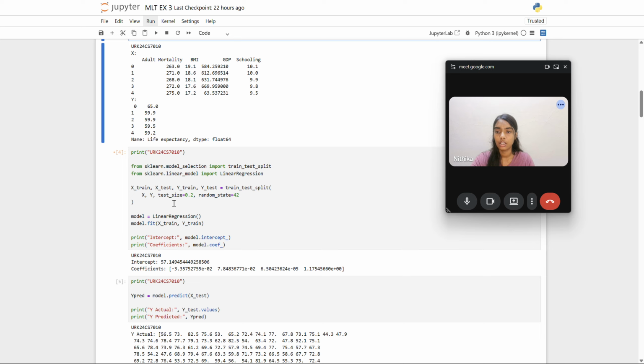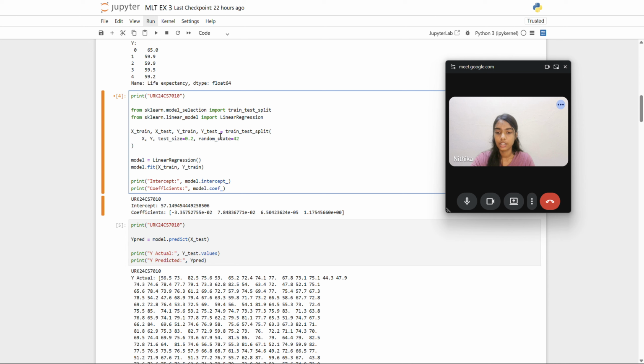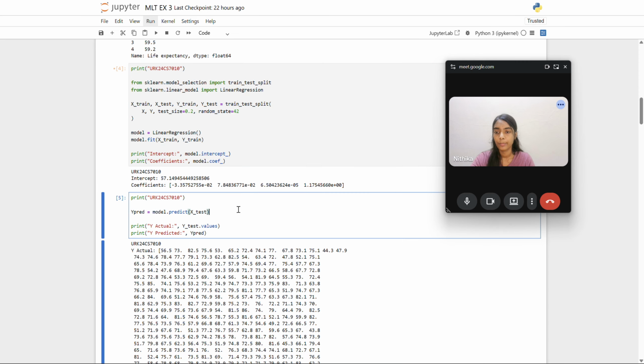Here, train_test_split divides the data into 80% training data and 20% testing data. LinearRegression creates the regression model, and fit is used to train the model. So the output is generated as these.